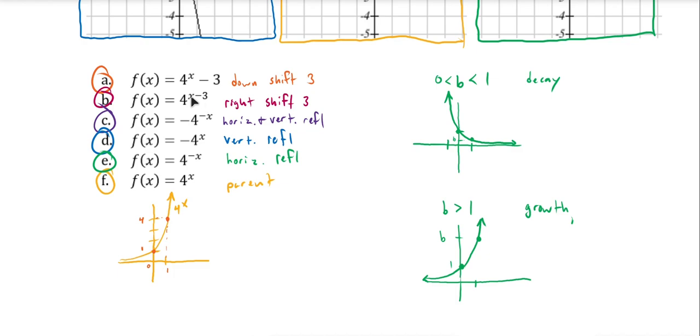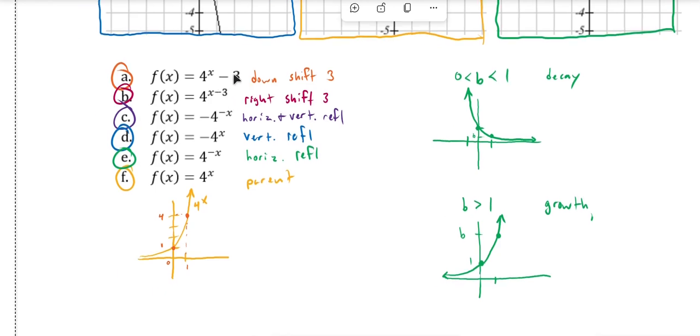It's horizontal because it's inside of the function, and horizontal shifting goes against its sign. On the other hand, this negative 3 is outside the function. Notice how close these are to one another, and really it's only the size of the font for the minus 3 that tells you that this is outside of the exponent and not upstairs with it.